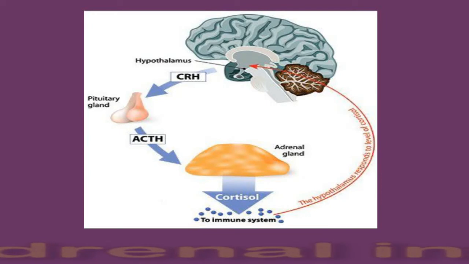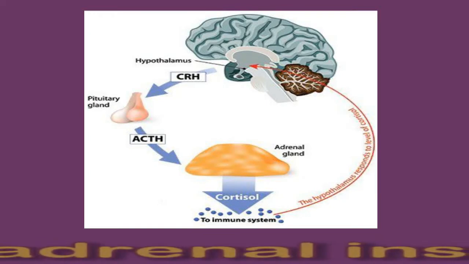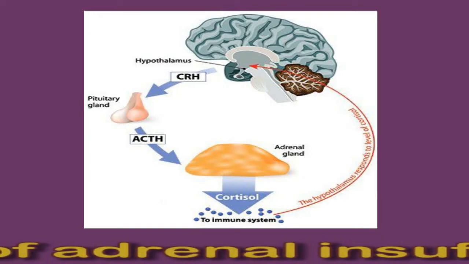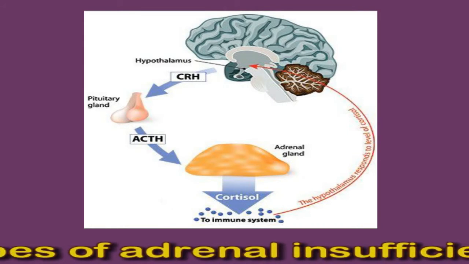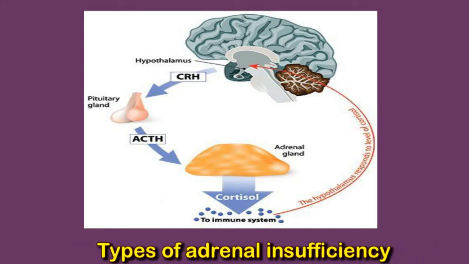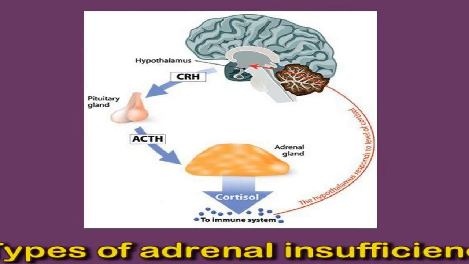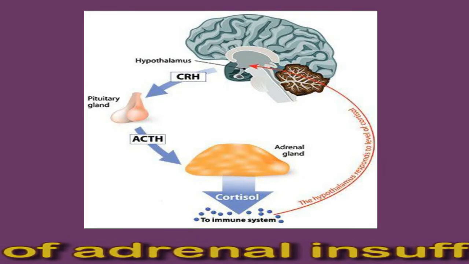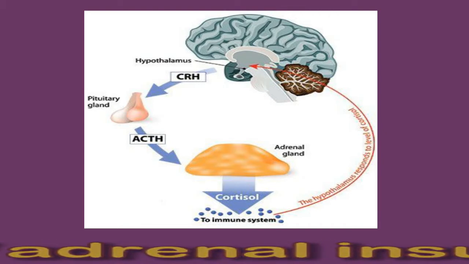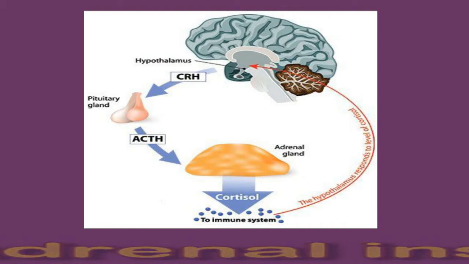Types of adrenal insufficiency. The adrenal glands are small glands positioned above the kidneys. They produce vital hormones including cortisol. Adrenal insufficiency is when the adrenal glands do not produce enough of certain hormones. It leads to low levels of cortisol, a stress hormone that is important for many bodily functions. There are 3 types of adrenal insufficiency.